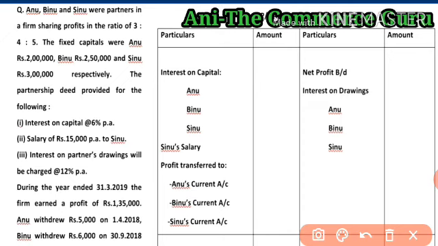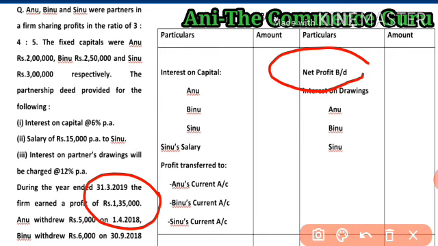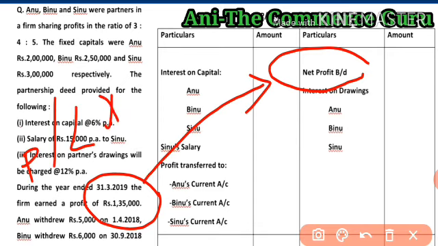I think the analysis portion is clear to you, how to analyze the question. Each and every sentence we have gone through and analyzed the things. Now we are going to prepare the P&L appropriation account. As I said in my last lecture, the P&L appropriation account is an extension of the profit and loss account. So we begin the P&L appropriation account with the net profit brought down. The net profit is given in this question as 1,35,000.